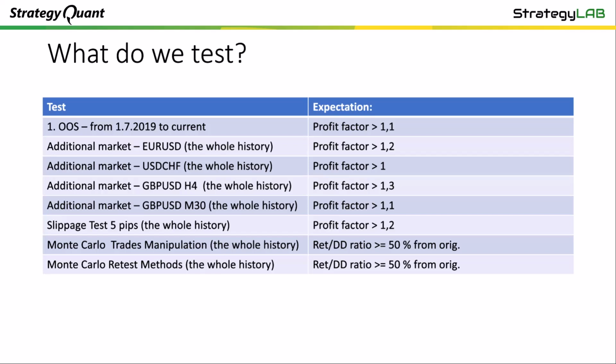We test for slippage mainly to see how the strategy reacts to unexpected situations, and Monte Carlo tests are mainly statistical tests that test specific situations that may occur or situations that we know from our experiences may be problematic.